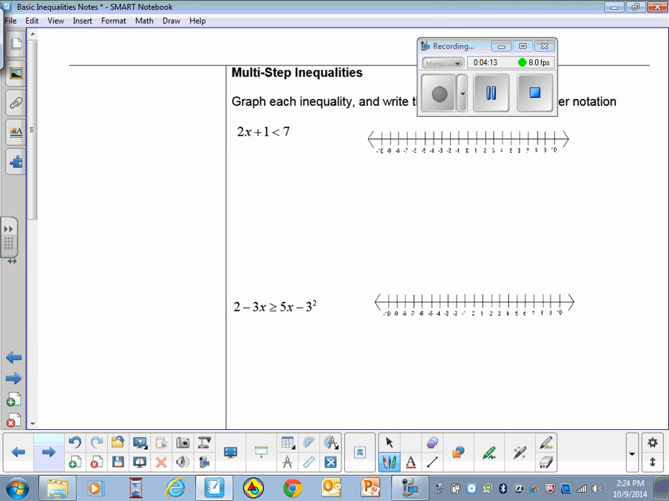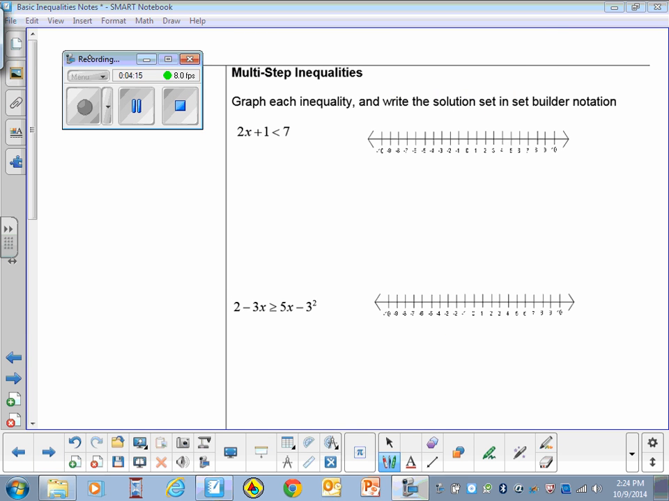Let's do one that's a little harder. Here's a 2-step. Okay, so I'm going to subtract 1 from both sides. 2x is less than 6. Then I'm going to divide by 2. Now this time I divide by a positive, so I do not flip the sign. X will be less than 3. That's an open dot, arrow coming down. Okay, we solve these the same way we solve equations, except for the flipping when we multiply or divide by a negative.